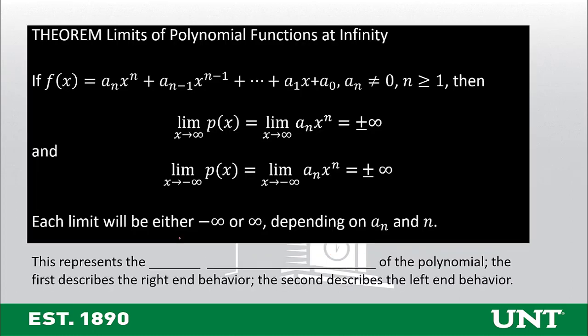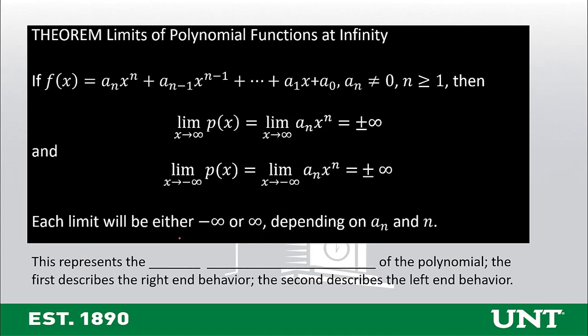Theorem. Limits of polynomial functions at infinity. If f of x equals a sub n x to the n plus any arbitrary polynomial function, then the limit as x goes to positive infinity of that polynomial function is going to be the limit as x goes to positive infinity of the leading term. That's the highest degree term of the polynomial, and that can be either positive or negative infinity.